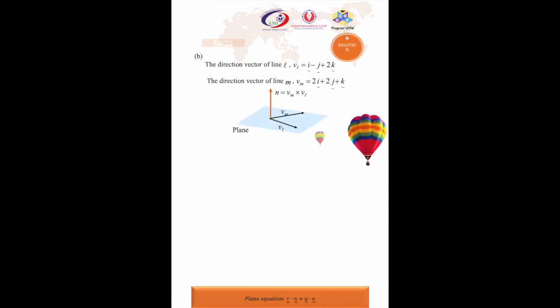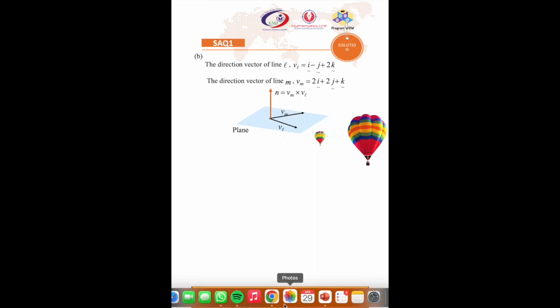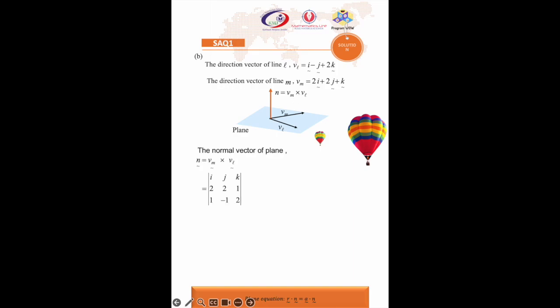So the next part, we need to find a normal vector to the plane. So we know that the plane has the lines M and L. So we need to find n because the plane equation is r dot n equal to a dot n. So we have to have a normal vector and a point on the plane. So the normal vector can be found by crossing the vectors of the lines. So you can either do VM cross VL or VL cross VM. Either way is correct. So if you do VM cross VL, you have to write in this form so that you get 1 mark.